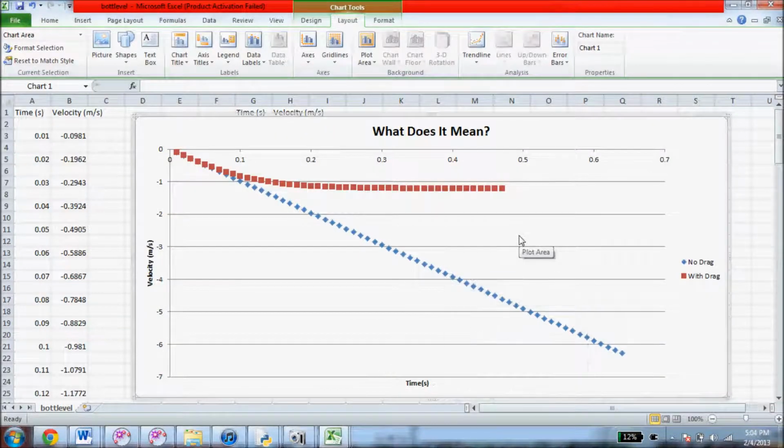For the what does it mean question, here is the velocity versus time graph for an object with no drag and an object with drag for the models that I ran. As you can see, with the model with drag, the velocity evens out at about -1 meters per second, while with no drag the velocity continues to increase as it falls. It is obvious with the graph that the model that includes drag is the one that clearly shows the terminal velocity.